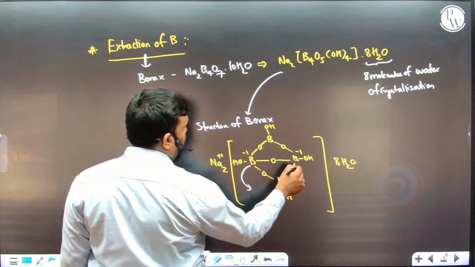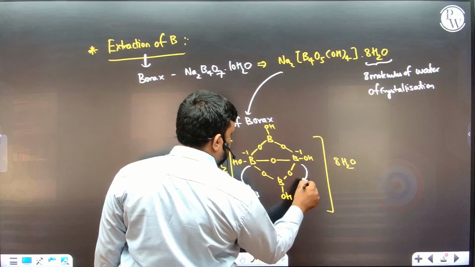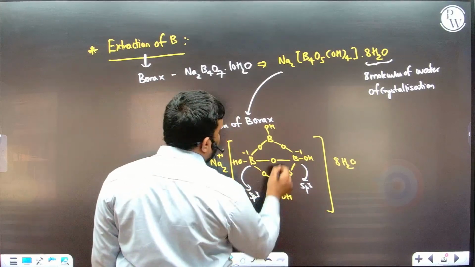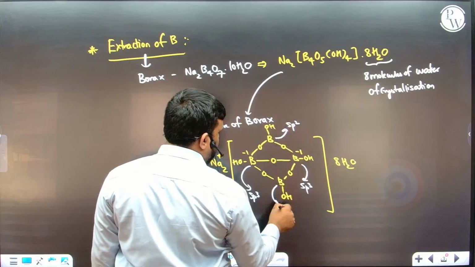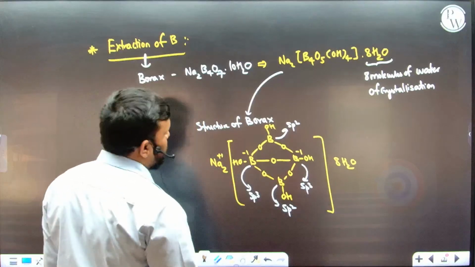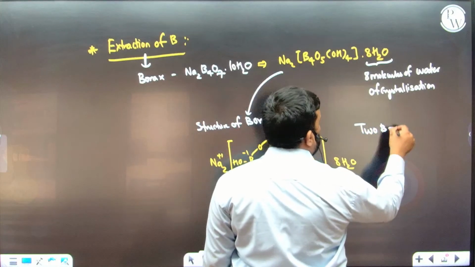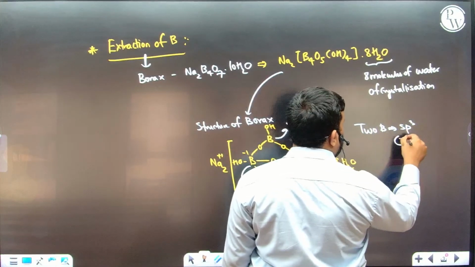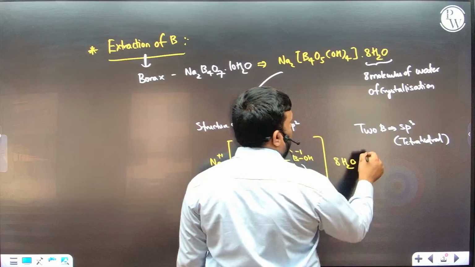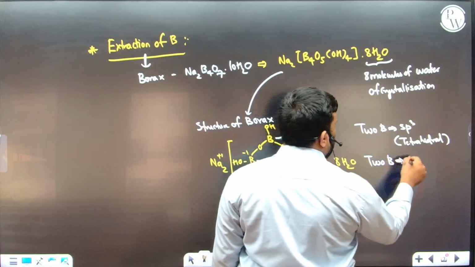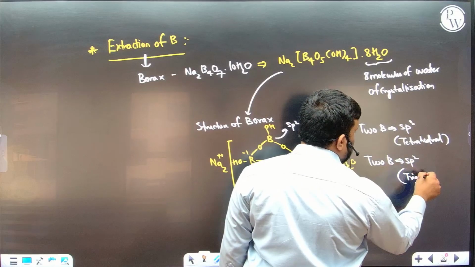They are asking what will be the hybridization. These two borons will be sp3 hybridized. You can say they are tetrahedral, whereas these two borons will be sp2 hybridized over here. So two borons are sp3, and the shape is tetrahedral, and two borons are sp2 hybridized. You can say the shape will be trigonal planar.